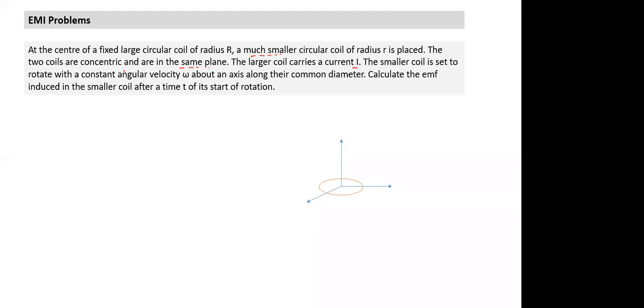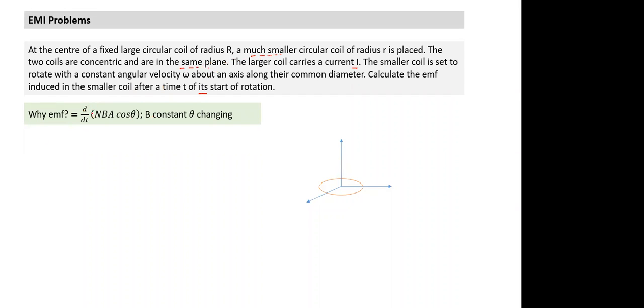The smaller coil is said to rotate at constant angular velocity omega about an axis through their common diameter. Calculate the EMF induced after time t from its start. See, in most questions you should start from the end. So we have to find the EMF. Start working backwards. I have to calculate the EMF at time t. First of all, what is creating the EMF here? Why is there an EMF here?